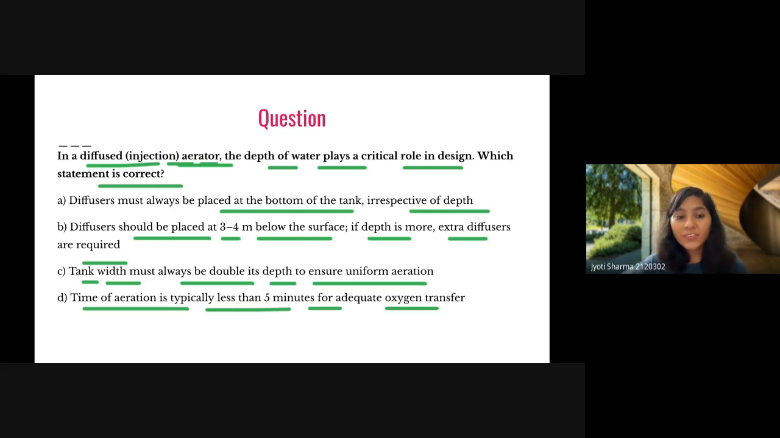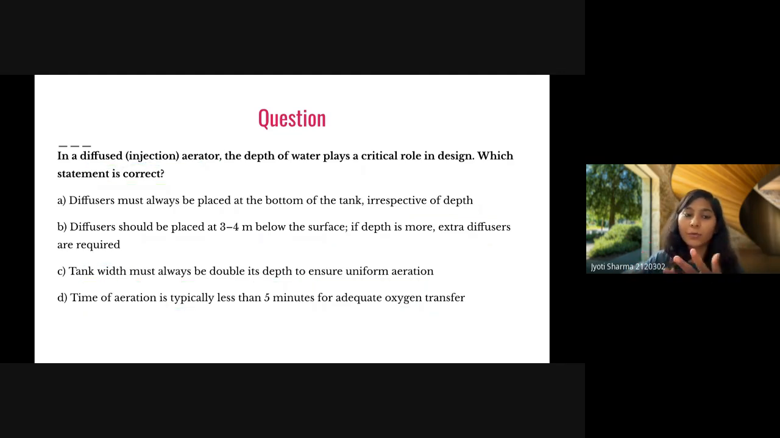So we are using different types of aerators in the equalization tank so that we can make the wastewater uniform, right? And one of the aerators is known as the diffused aerator. Can you tell me where it should be inserted? So the answer is B, but not C. It should be placed at 3 to 4 meters below the surface. If depth is more, extra diffusers are required.